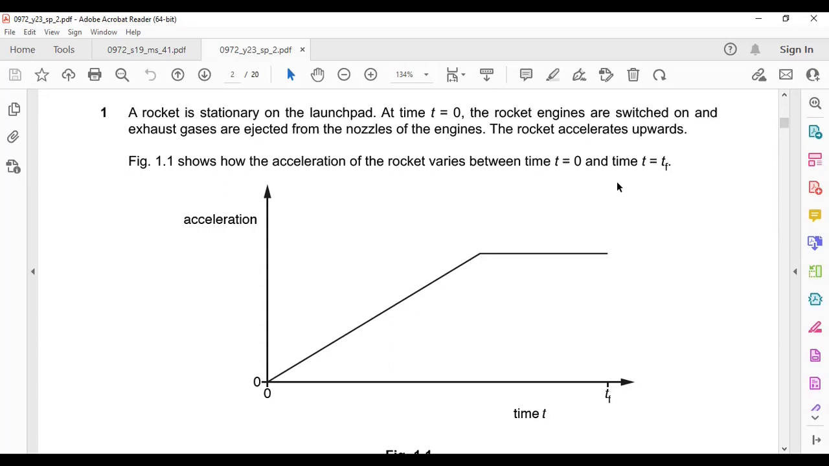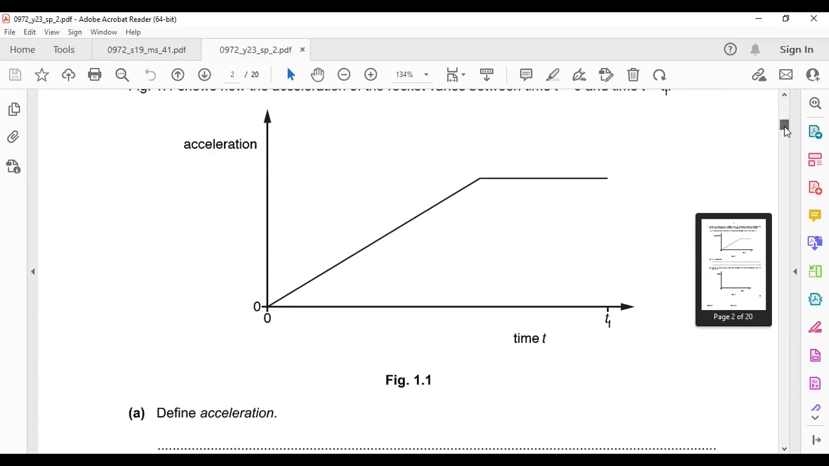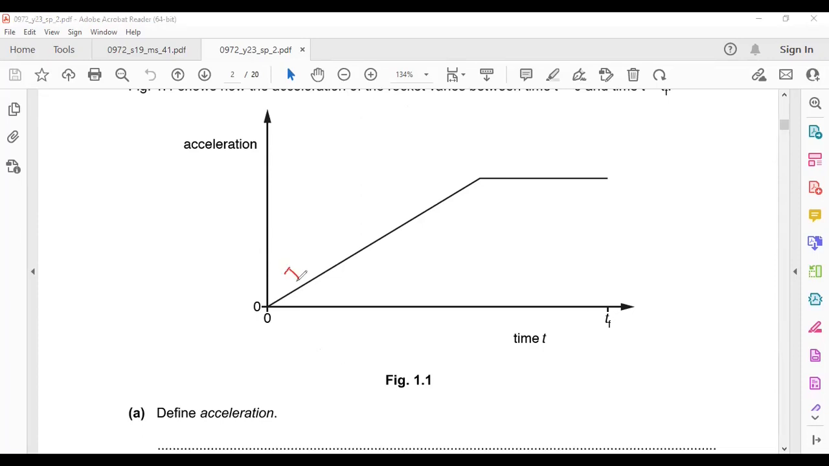So here in this figure 1.1, we have shown a graph between acceleration and time. A little information: this line shows the increasing acceleration, and this straight line shows the constant acceleration. Actually, we are going to need this information in part B of question number 1.